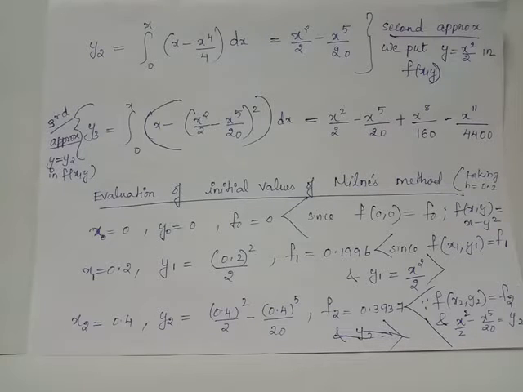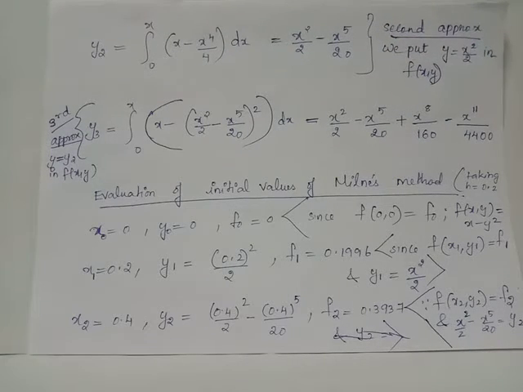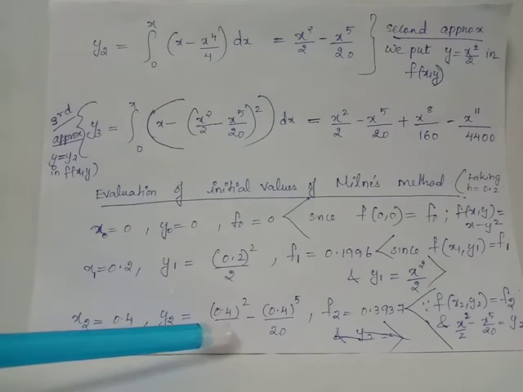In this expression of the first approximation y1 equals x square by 2, we will give x equals x1. Thus, we have y1 equals 0.2 the whole square divided by 2. Using these values of x1 and y1, we will compute f1, where f1 equals f of x1, y1. Thus, we have f of x1, y1 equals 0.1996. Similarly, since x2 equals 0.4 and y2 equals x square by 2 minus x raised to 5 by 20, which is obtained from the second approximation, in this expression of y2, we will give x equals x2. Thus, we obtain y2 equals this expression.